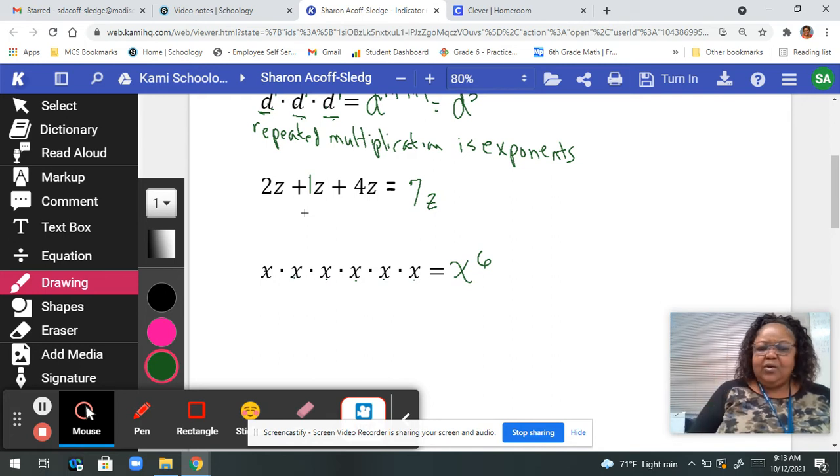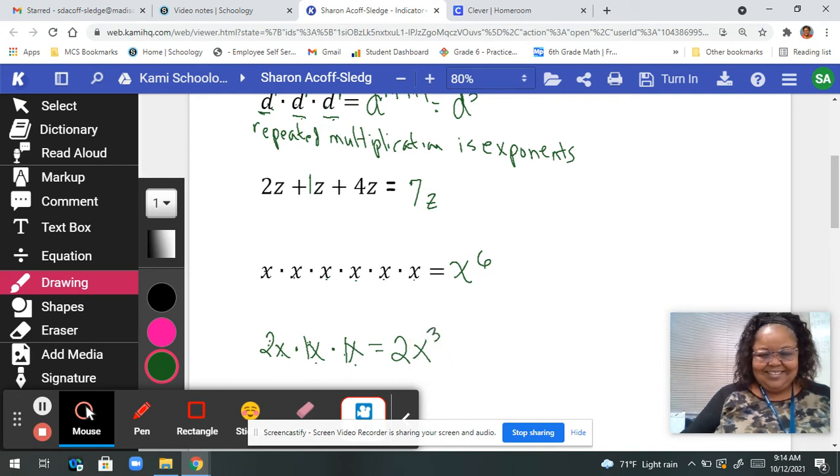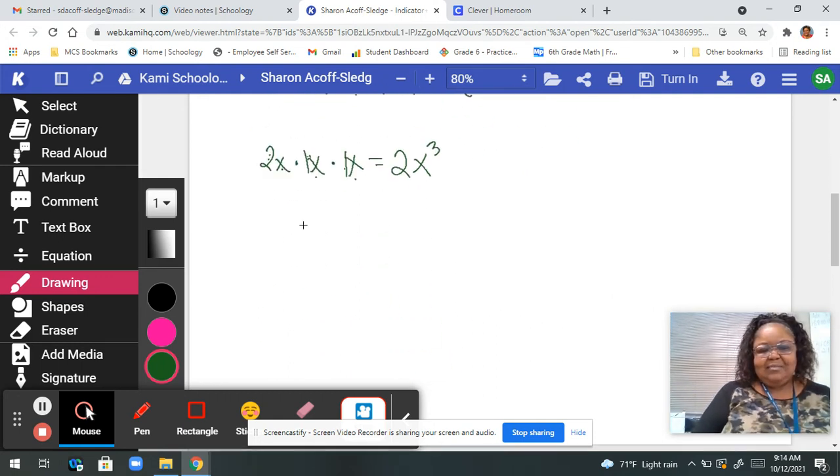I want to show you one more that I didn't include. So let's say I have 2x times, remember the dot is multiplication, times x. So remember, these are ones in front of here. First, we deal with the coefficients. 2 times 1 is 2. So that's going to be a 2. And then we count my x's. 1, 2, 3, x to the third power. Was that confusing? I felt like I lost somebody.